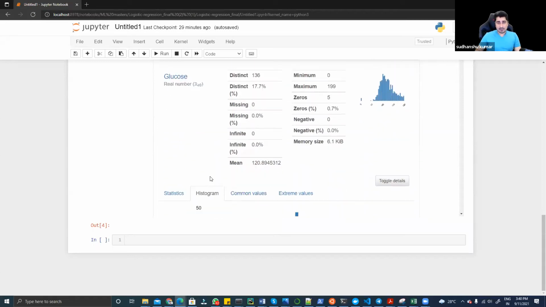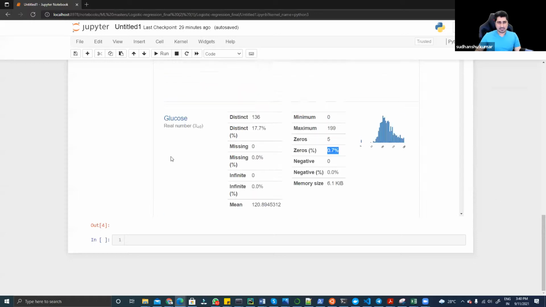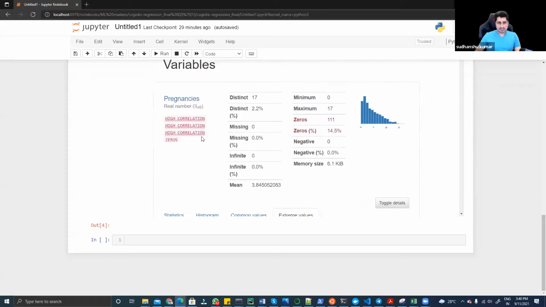If I look into maybe glucose, so what are the zeros? It's 5. So it's very, very less, 0.7% zero values available over here. If I look into pregnancies, there are 14.5% zeros available over here. So we have so many zeros. We don't have null values. That is completely fine. So null values means NaN, right? So we don't have NaN values over here, but we have a very, very high amount of zeros available inside my data set.